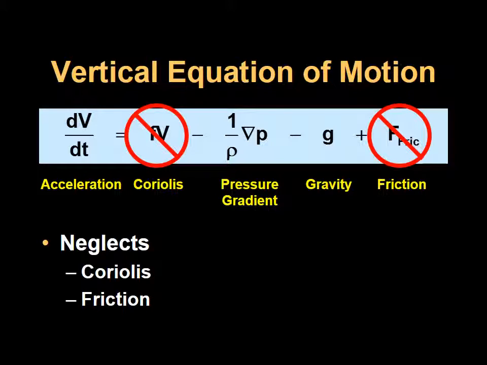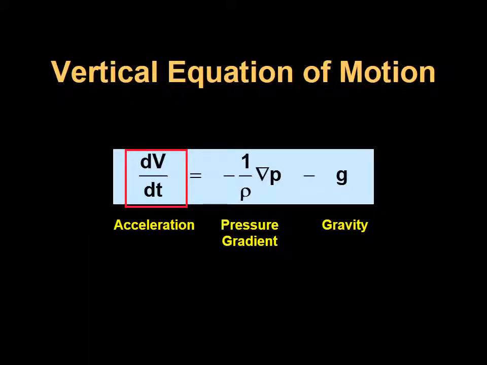We're going to throw out Coriolis force. Coriolis force does act on things that are moving up and down, like rockets or spaceships, but we're going to assume that that's very small. And then also, we're going to eliminate friction. There's not much friction of the air that's going up or down. So that leaves us with a few terms. We have the acceleration term, we've got the pressure gradient term, and then we've got the gravity term. These all act in the vertical.